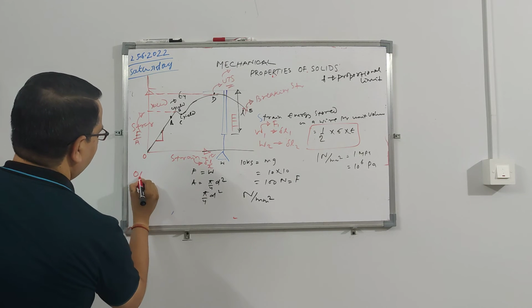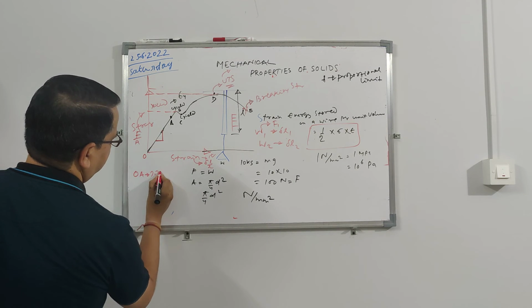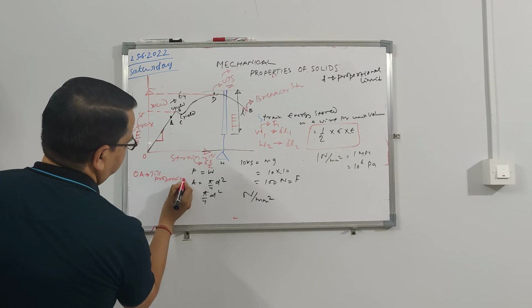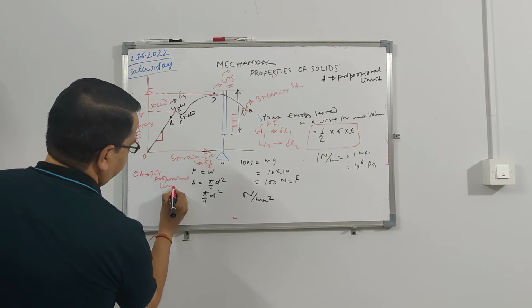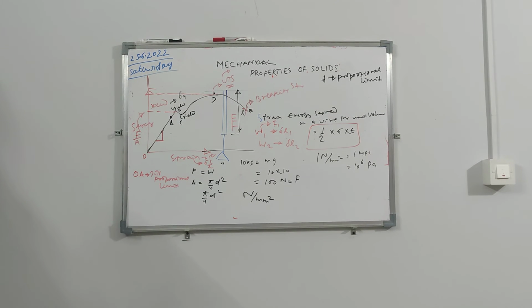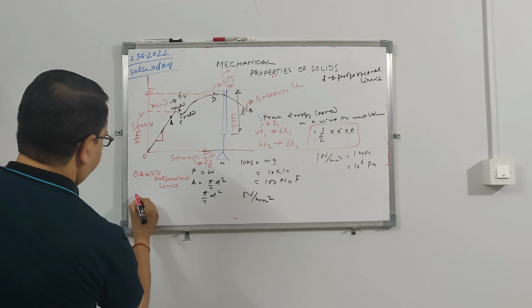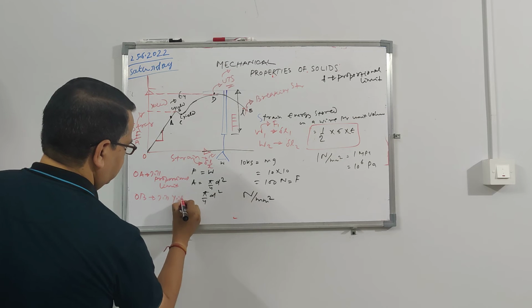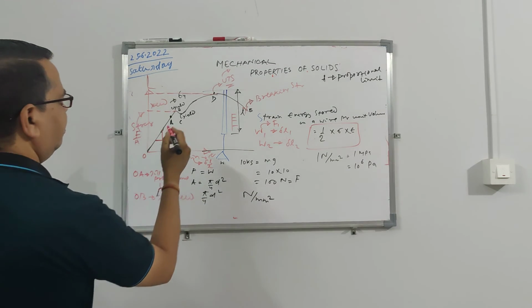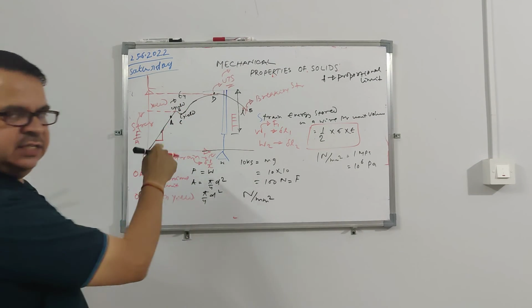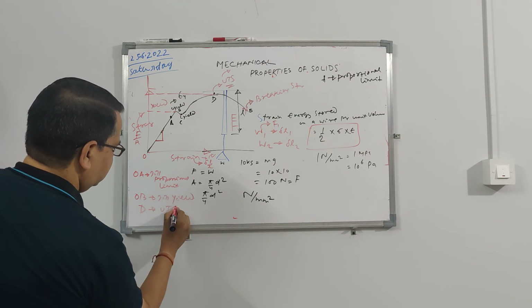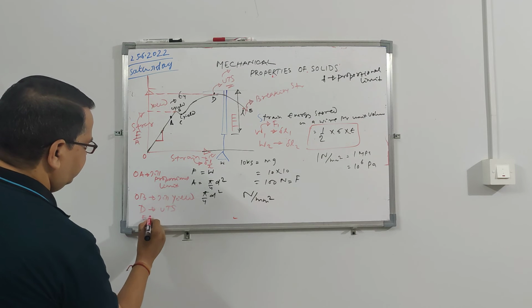Let us say OA is the region up to the proportional limit, and OB is up to yield. C is the lower yield, D is your ultimate tensile strength, and E is your breaking point.